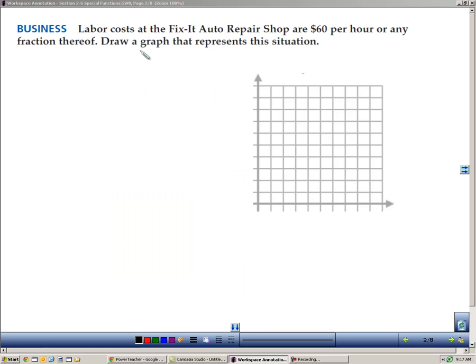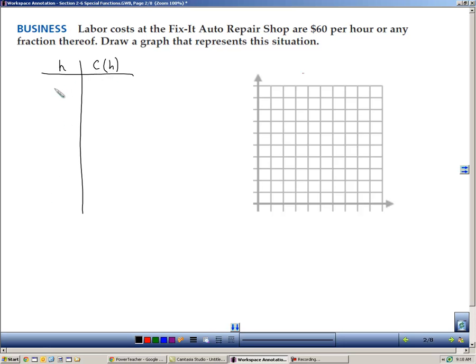Here's an example of a situation that will create a step function. It's an auto repair shop, and they charge $60 per hour or any fraction thereof. And we want to draw the graph that represents this. The best way to do it is to make a table of values. So I'm going to plug in some values. We're going to call h the hours or the fraction of hours, and then we'll say the cost, which we'll call c of h, because remember this is a function, so the cost for every hour.